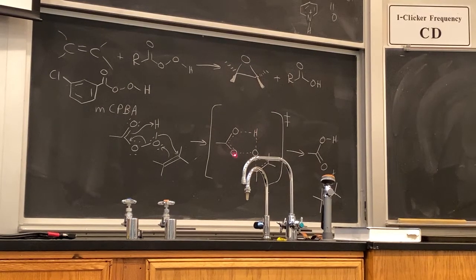So you're saying, could it go to this one? In theory, it could, but you see we have a cyclic transition state here. That's a 5-membered cyclic transition state. If you were transferring it here, it would be a 3-membered cyclic transition state. So this one is more favorable. That's why we draw the mechanism in this fashion. Okay.